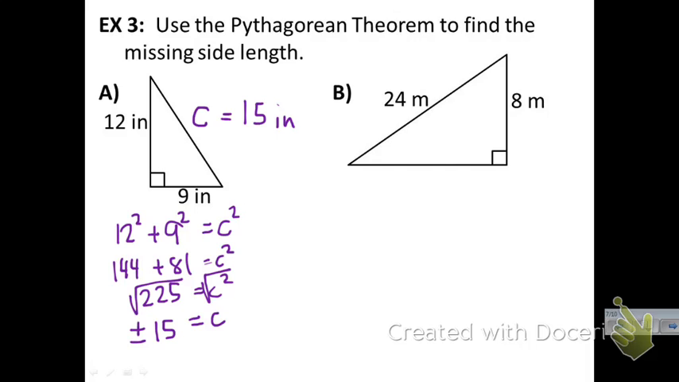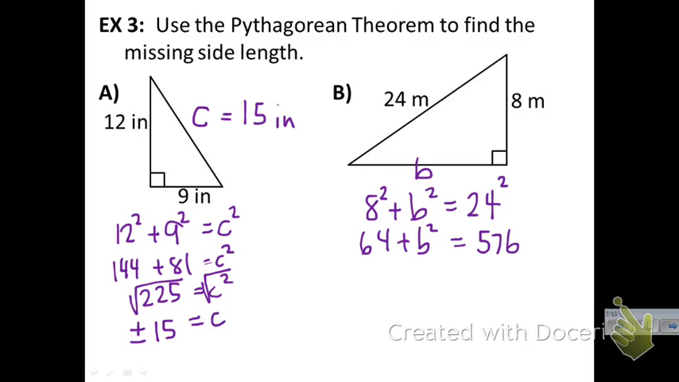So on B, as we look at this, we have a right triangle. Again, we can see that it's a right triangle. And we're going to look at the side. We have the hypotenuse. We don't have one of the legs, so I'm going to label it B. It really doesn't matter what you label that, as long as you know how it fits into the formula. So I'm going to take my 8 squared plus b squared equals c squared. In this case, it'll be 24 squared. And then we solve that. 8 squared is 64 plus b squared equals 24 squared, which is 576.